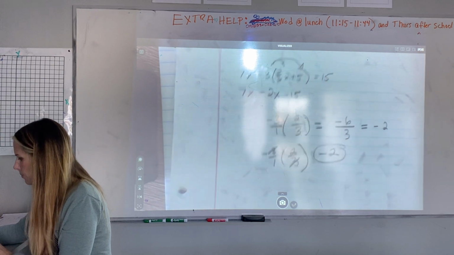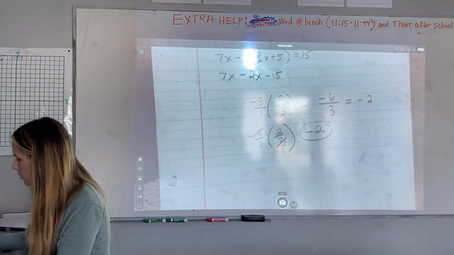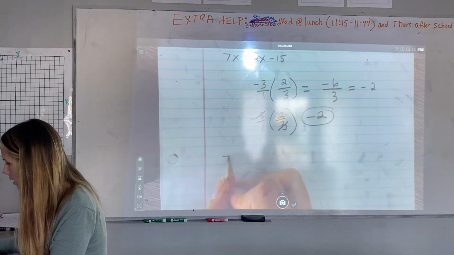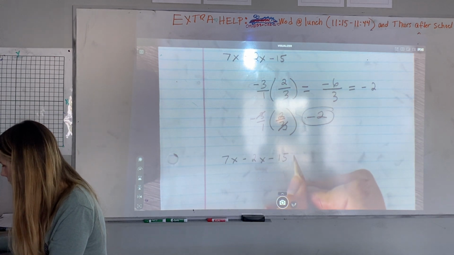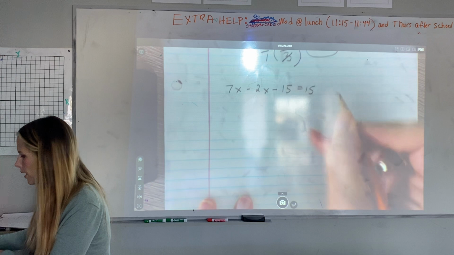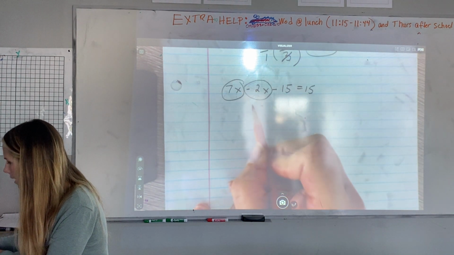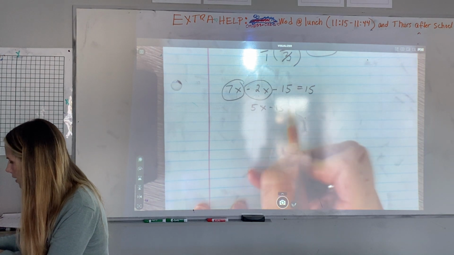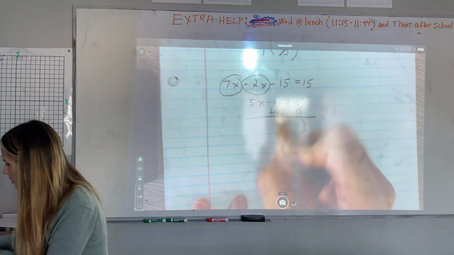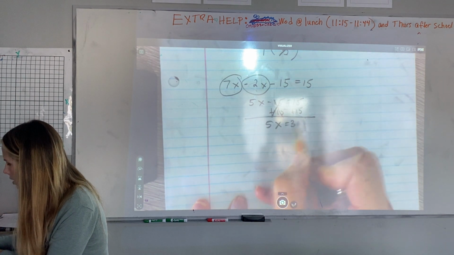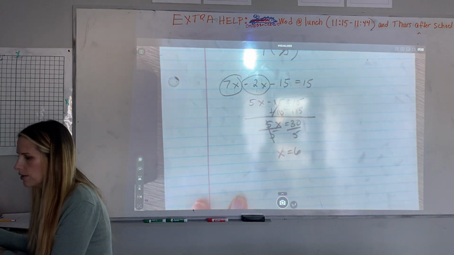Actually, can I just quickly go through the rest of this one, in case there's anybody who does need this? 7x minus 2x minus 15 equals 15. Thank you. I'm just going to go through this quickly, okay? Circle your terms with their signs to combine like terms, and we get 5x minus 15 equals 15. Add 15 to both sides. Cancel. 5x equals 30. Divide both sides by 5. X equals 6.